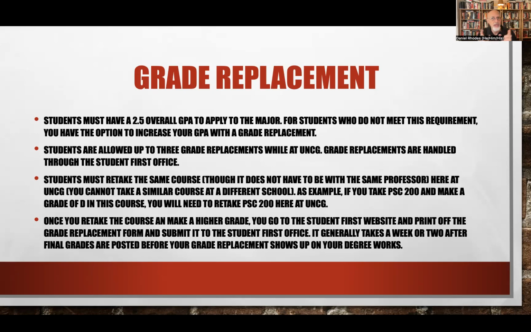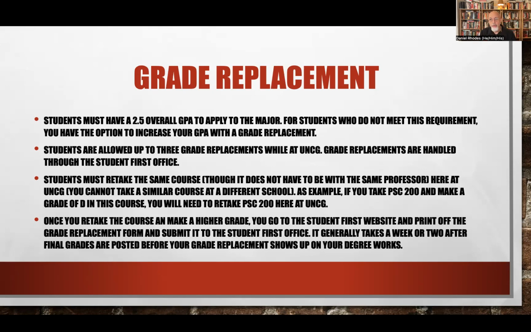So if you take a class like biology, made an F in it, you can retake that biology course, has to be the same course, does not have to be the same professor. And once you complete it the second time and the grade has been submitted, then you must check in with Student First and fill out the grade replacement form. It doesn't happen automatically. Students will retake it and they think, oh, I'm done. I don't have to worry about it. That's not true. You have to fill out that form. It has to be evaluated by the Student First office, and then they will replace the lower grade with the higher grade.